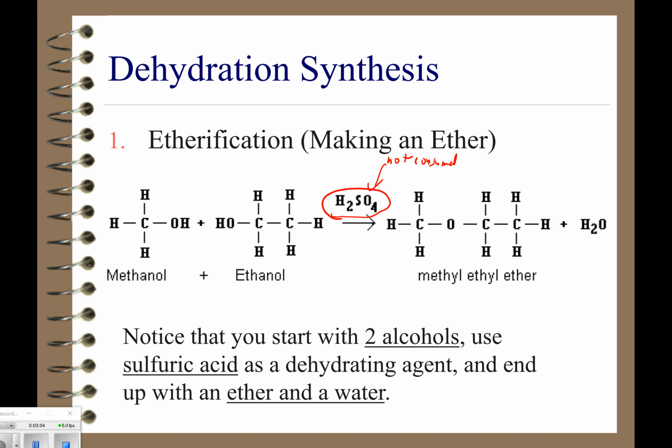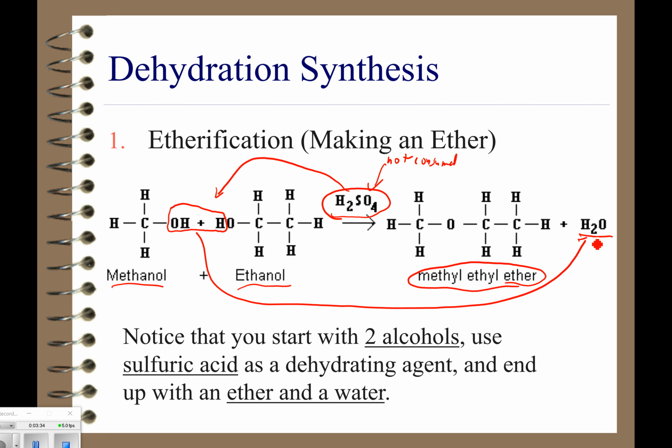So in this example of dehydration synthesis, we're going to start with 2 alcohols. We'll use sulfuric acid as that dehydrating agent, and we're going to end up with 2 different products, the water molecule and our ether, in this case methyl ethyl ether, resulting from the combination of methanol and ethanol. These are lined up just right, so we can see how the sulfuric acid helps to remove this water molecule by removing a hydroxide ion and a hydrogen. And that's going to combine to make our water.